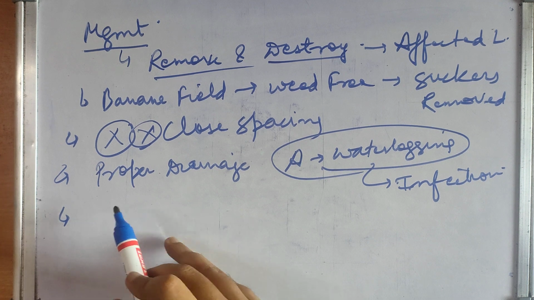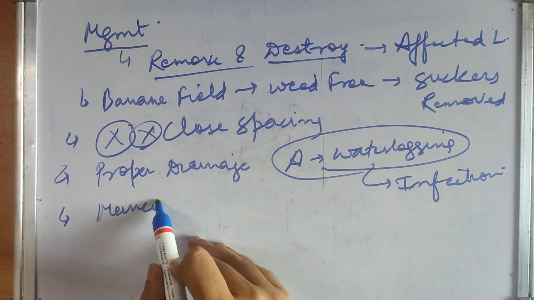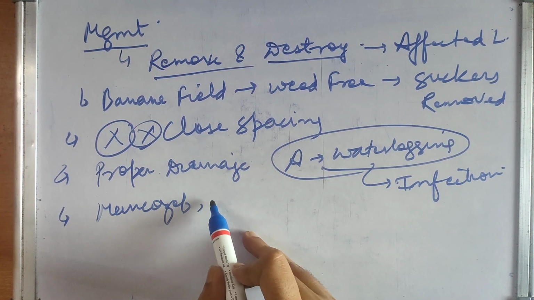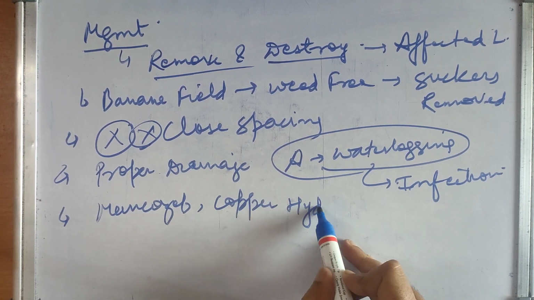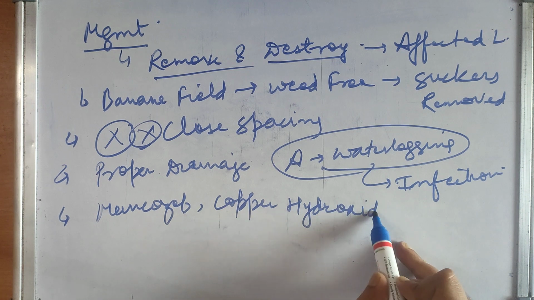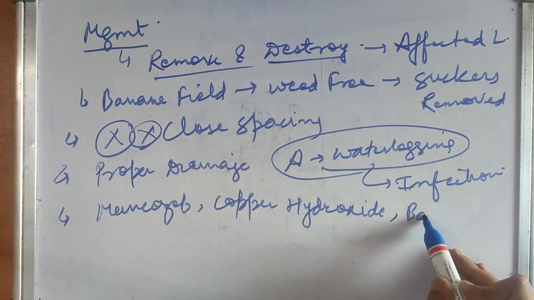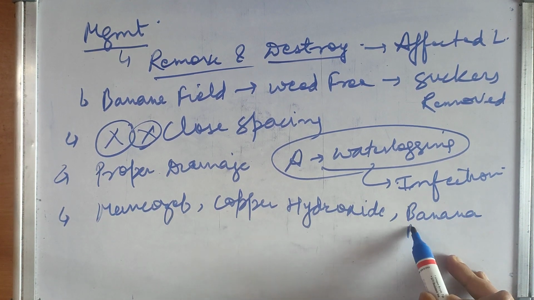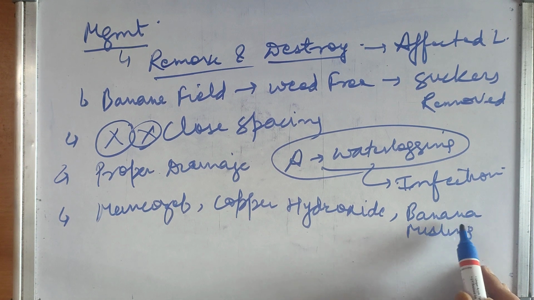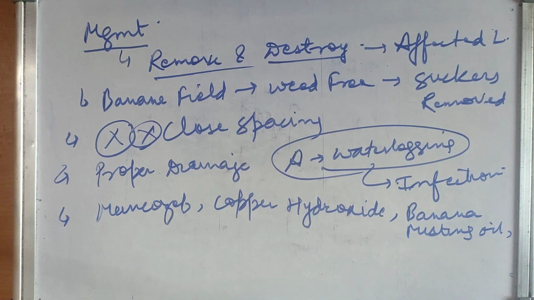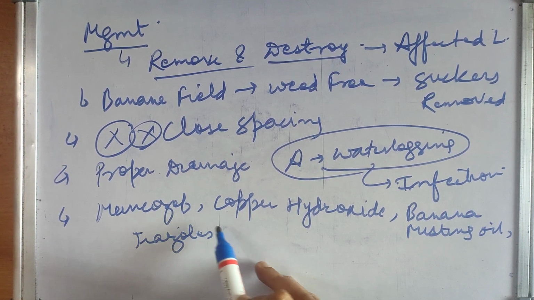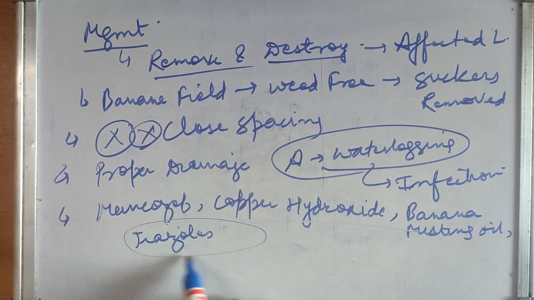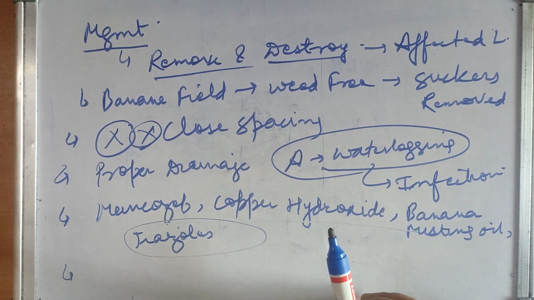We can use mancozeb, copper hydroxide, and banana spray oil. We can also use thiazoles, and these can be used for chemical management. These chemicals are used for management of black sigatoka.